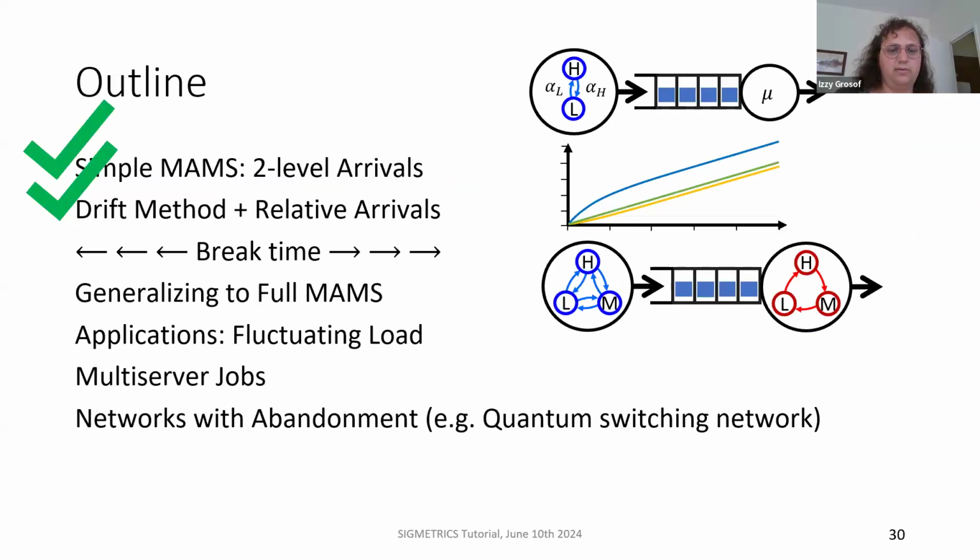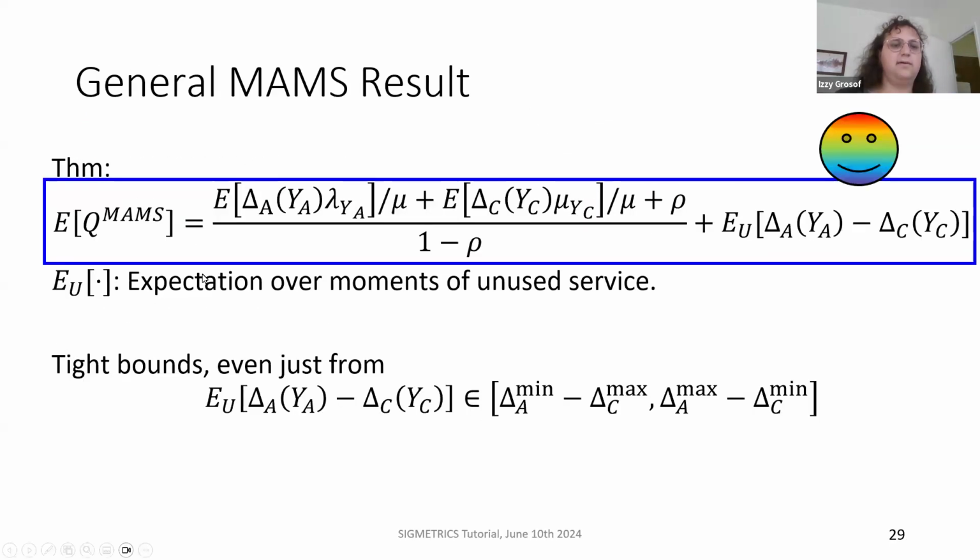Okay, so let me just give you another moment to look at this. This is our mean Q length result for the full MAMS system, tight in heavy traffic, and really not too bad outside of heavy traffic. So we've done it. We've got our simple and explicit bounds on mean Q length. Wonderful.